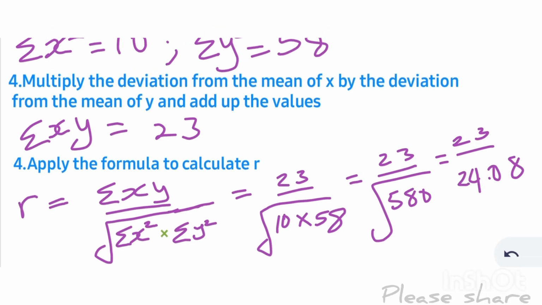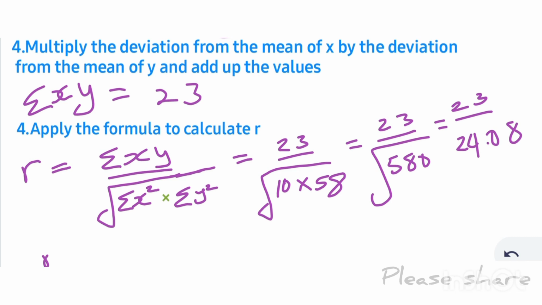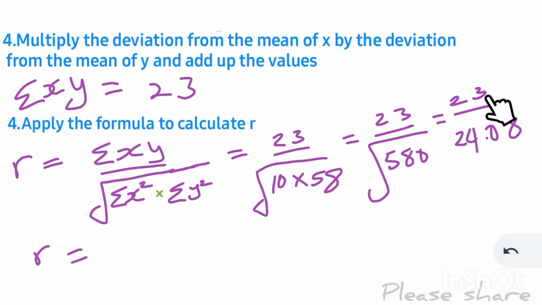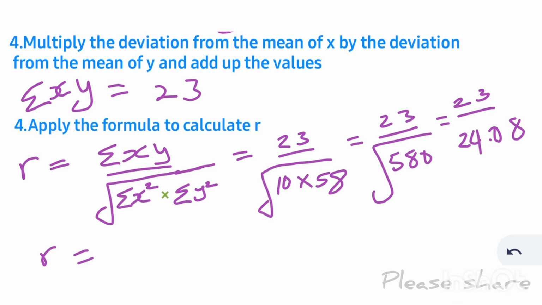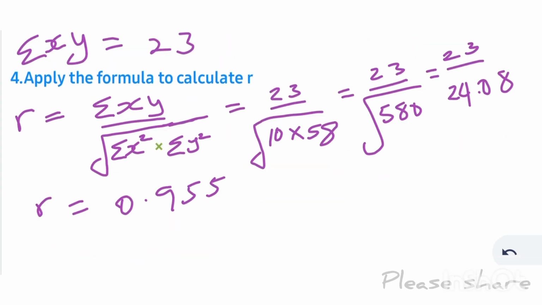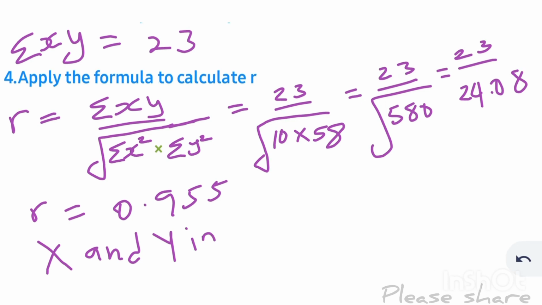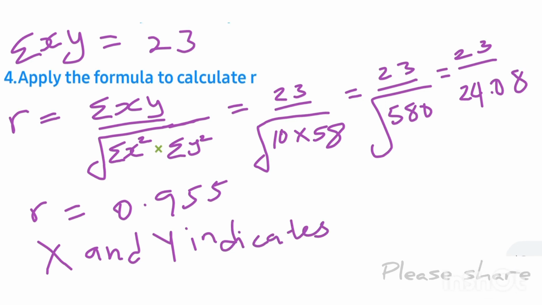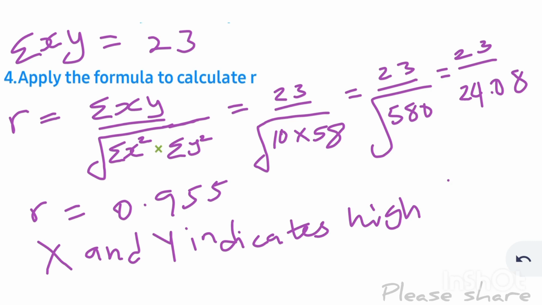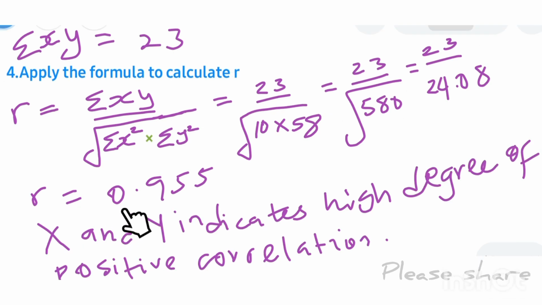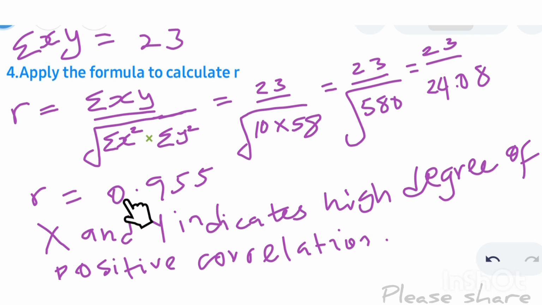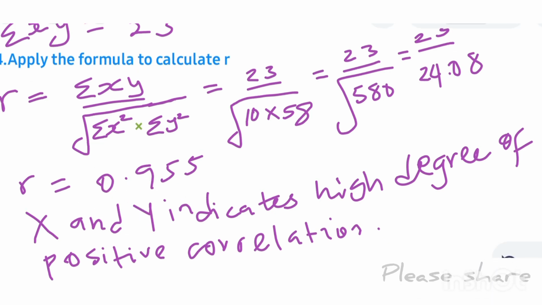We have 24.08, right? And so our r would be 23 divided by 24.08, which is 0.955. Looking at the value for the coefficient of correlation using the direct method, we could simply conclude that x and y indicate a high degree of positive correlation. A positive correlation because we could see our r value is a positive number. And so we've done justice by using the direct method to calculate this correlation coefficient.